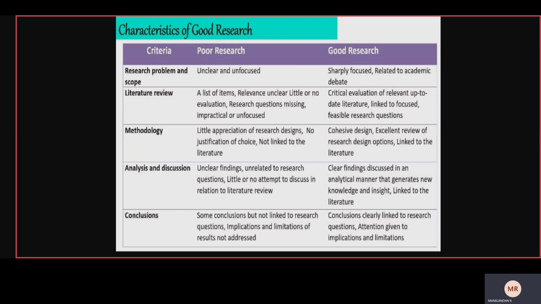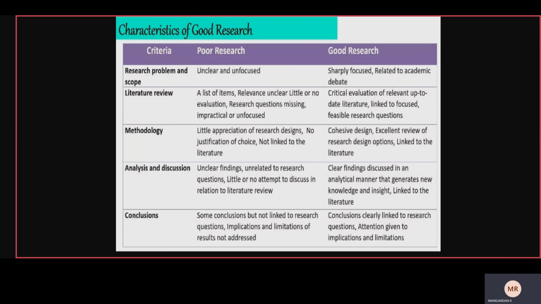Okay, the literature review. In poor research, it is a list of items, unclear or no evaluation, research question missing, impractical or unfocused. Unfocused means you are not able to frame the research question. You are not able to frame the conceptual model. So if you thoroughly read the literature review, then only you can frame the research question. What is the research problem?